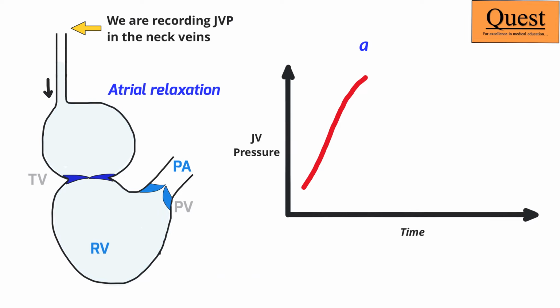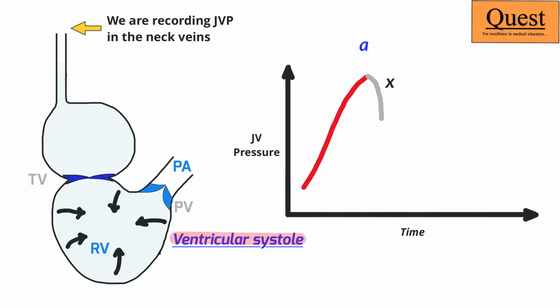But as the atria starts relaxing, this is going to lower down the pressure, and that's going to lead to the first part of the descent known as the X descent. So relaxation of the atria would lead to the X descent. But we remember that as the atria relaxes, it's the time of the ventricle to contract.